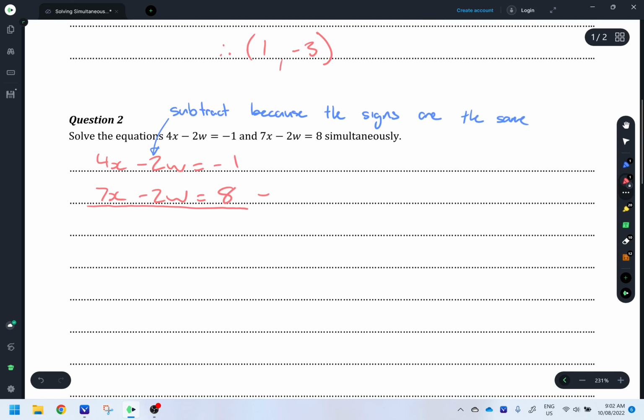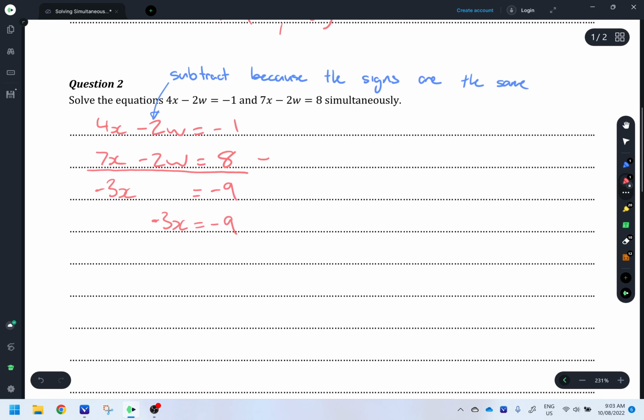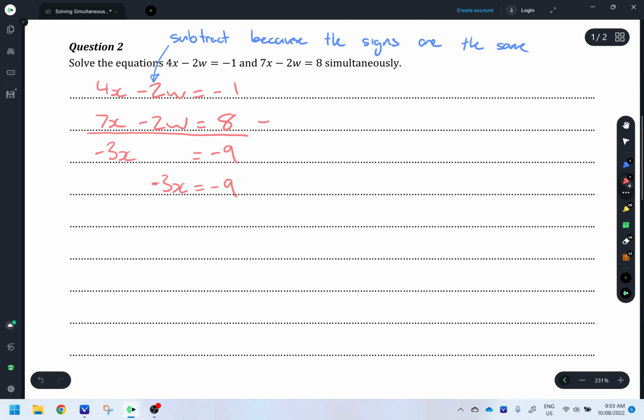Anyway, continuing on with this, so 4x minus 7x is negative 3x. Negative 2w minus negative 2w is 0, so it goes away. We've eliminated it. Again, that's kind of the point. And then negative 1 minus 8 is negative 9, leaving me with the equation negative 3x equals negative 9. And then to get rid of that negative 3 sitting out the front of it, that's obviously saying negative 3 times x, so we're going to divide by negative 3. Negative 9 divided by negative 3 is positive 3. So I get the value x equals 3.